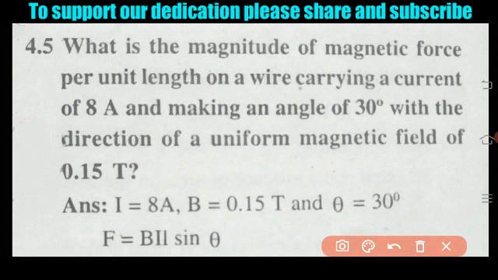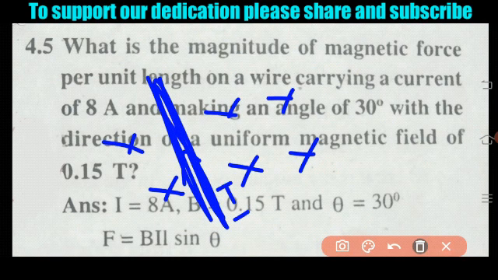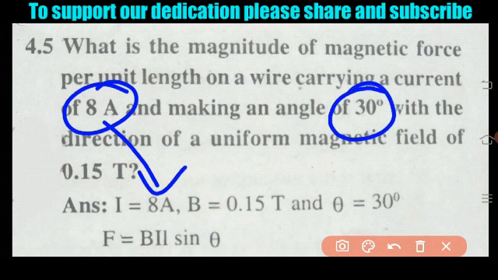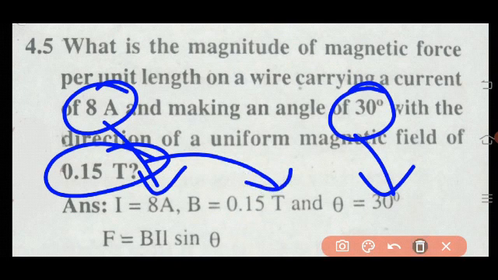So the current carrying wire is kept in the magnetic field, then how much force will it experience? This is the wire we have kept in the magnetic field. What is the angle between the direction of the magnetic field and the length of the wire? That is 30 degree. Just write the given things. We have the current, that is 8 amps, then the angle is 30 degree. The uniform magnetic field is given as B equal to 0.15 Tesla.